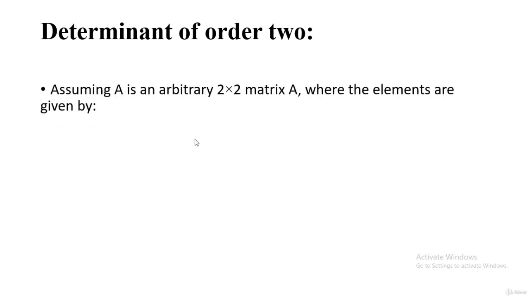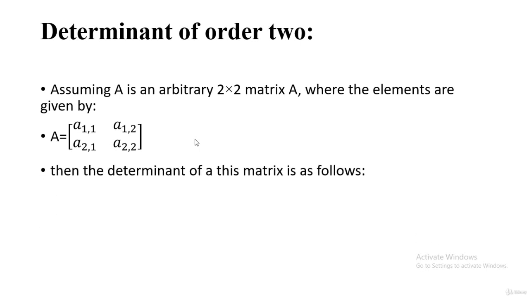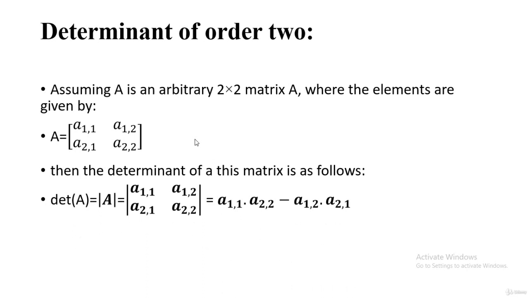Assuming A is an arbitrary 2 by 2 matrix, where the elements are given by this. This is a general arbitrary matrix. Then the determinant of this matrix is as follows. Here I have written that if A is any matrix, its elements can be any elements. So, how will we calculate a determinant of order 2?